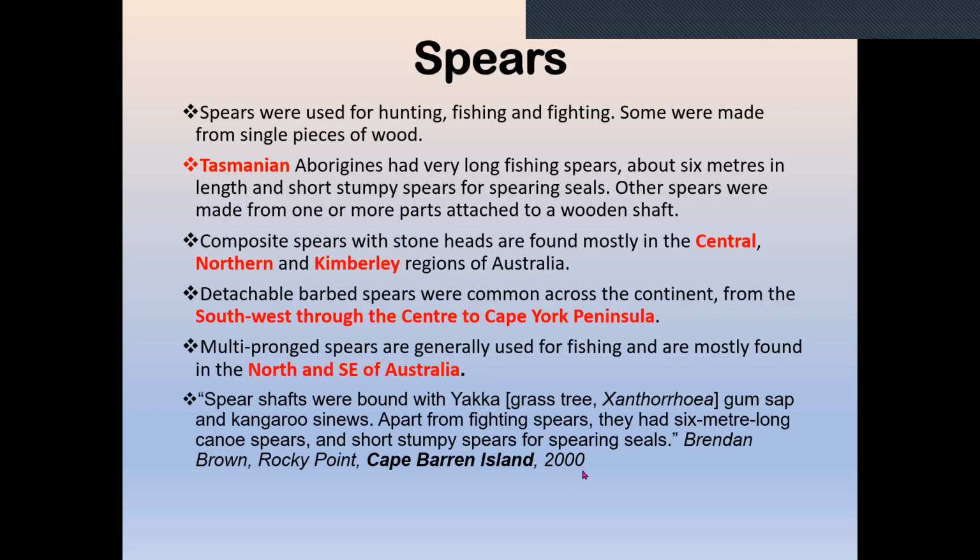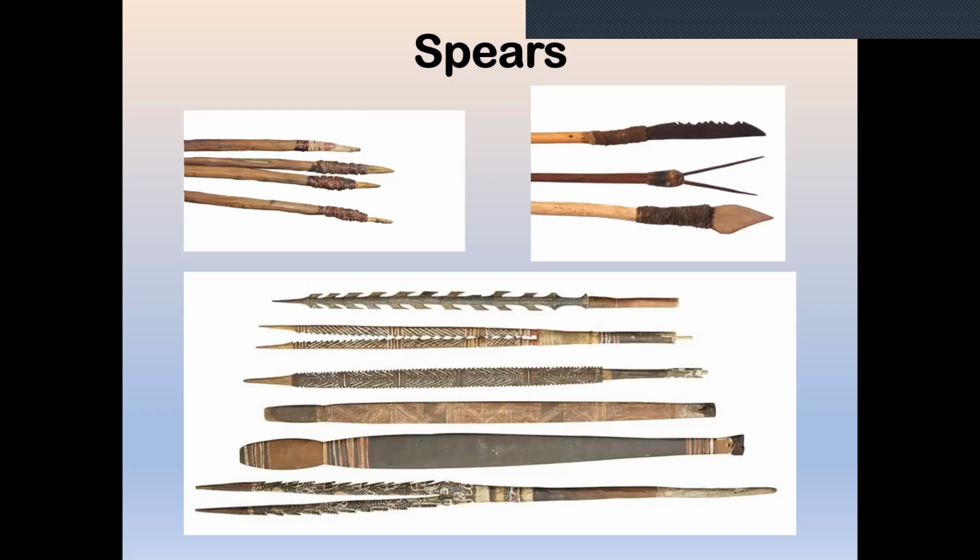And this is a quote from 2000. Spear shafts were bound with yakka, with a xanthoria. It's called a grass tree, but it's the gum, the sap, and kangaroo sinews, which they were able to strip from their food. Apart from fighting spears, they had 6 meter long canoe spears and short, stumpy spears for seals. Okay, that's why I got the other, but just to show a little bit more detail.